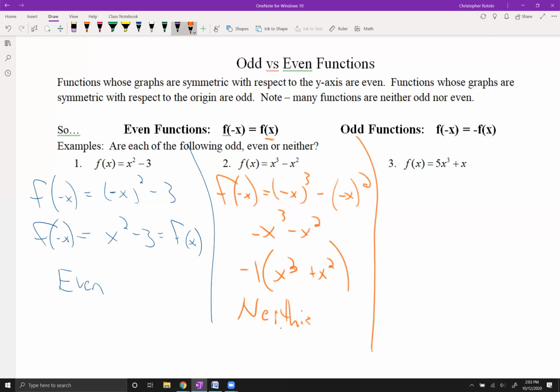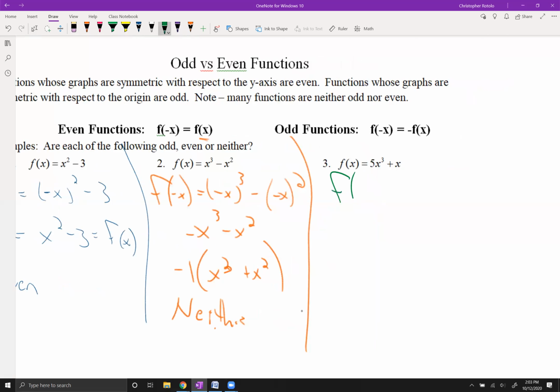All right, and in the last one, you could maybe guess. You think you want to guess, right? But we don't guess. We plug it in. That's what we do. All right, so we're going to plug in negative x: 5 times negative x cubed plus negative x. So negative x cubed, that's going to be negative x cubed, and it's times the 5, so negative 5x cubed. Remember, only the negative x is being cubed. I'm going to go ahead and put these back together, and negative x, so minus x.